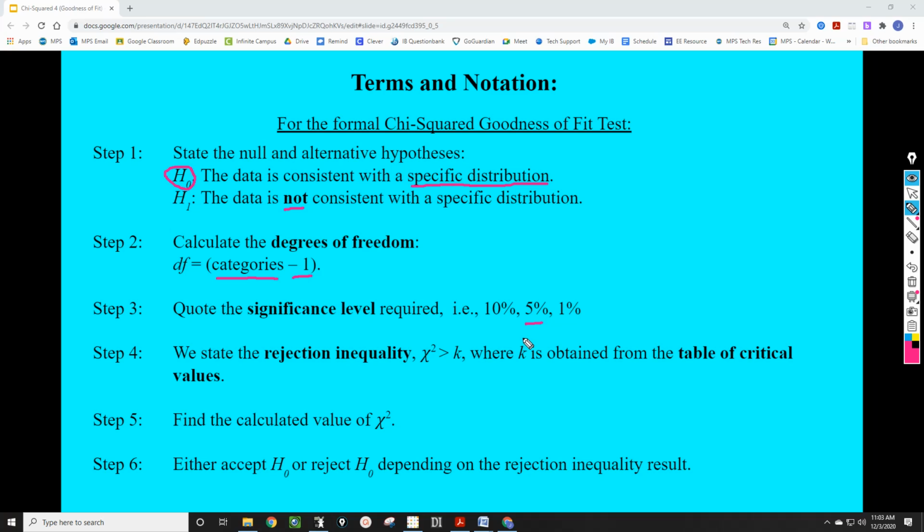Once again, if chi-squared is greater than the critical value, which we obtained from a table of critical values, then we would reject our null hypothesis. If chi-squared is less than that critical value, we would accept our null hypothesis.